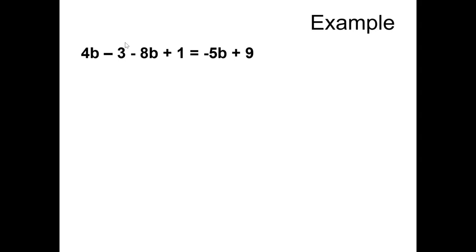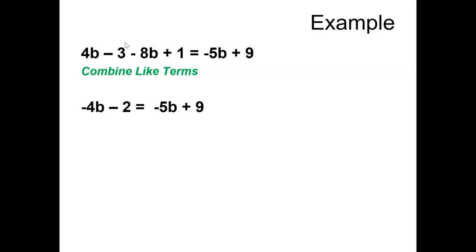Let's look at another example. In this example, you must combine the like terms on either side first. I will not subtract any b's from either side because I have 4b and a negative 8b, which I need to combine. And I have negative 3 and a positive 1, which I need to combine.